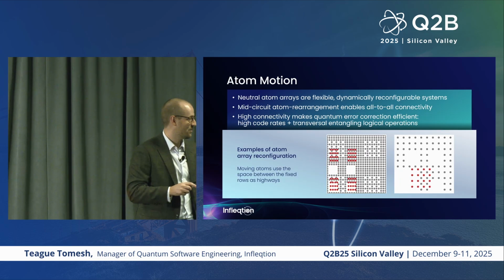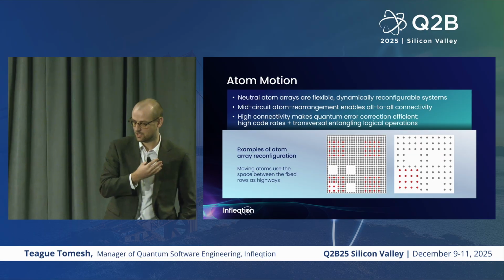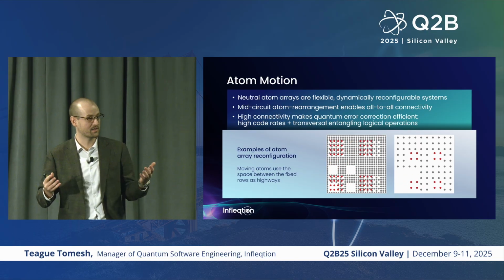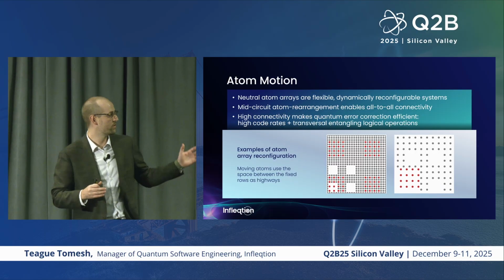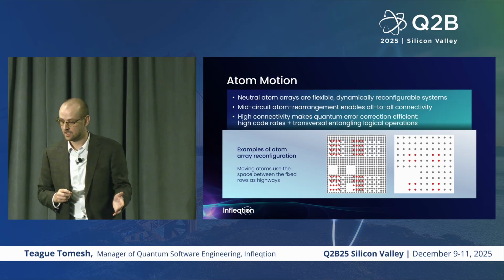And of course, we have the ability to do atom motion. So this is an example shown here, how we can pick up and move parallel blocks of atoms throughout the circuit, move them to a new location so that they can interact with a new set of neighbors.